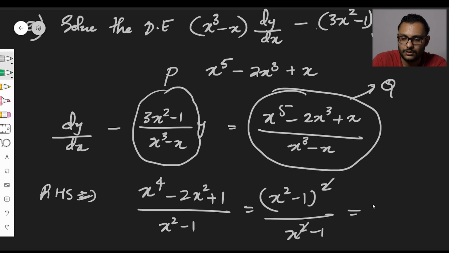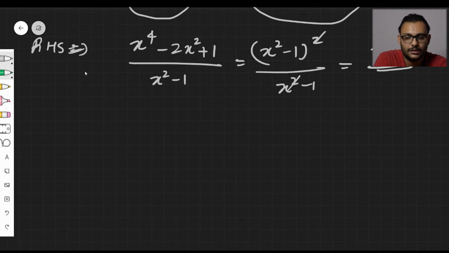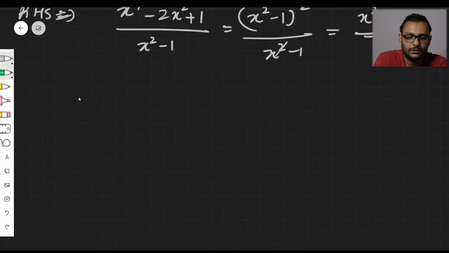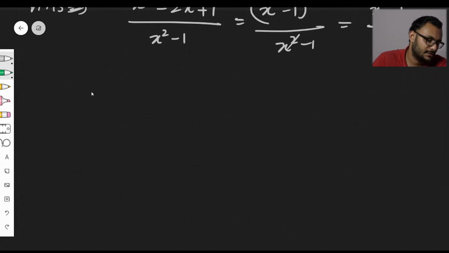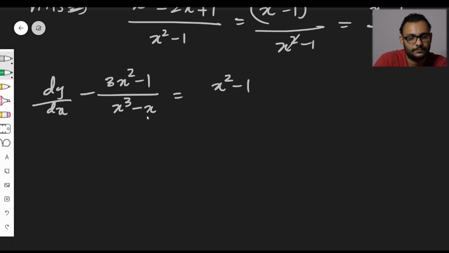Cancelling out each term, we will get x square minus 1 as the simplification of the right hand side. I think everybody got the step. So now we can rewrite our original differential equation as dy by dx minus 3x square minus 1 by x cube minus x is equal to x square minus 1.